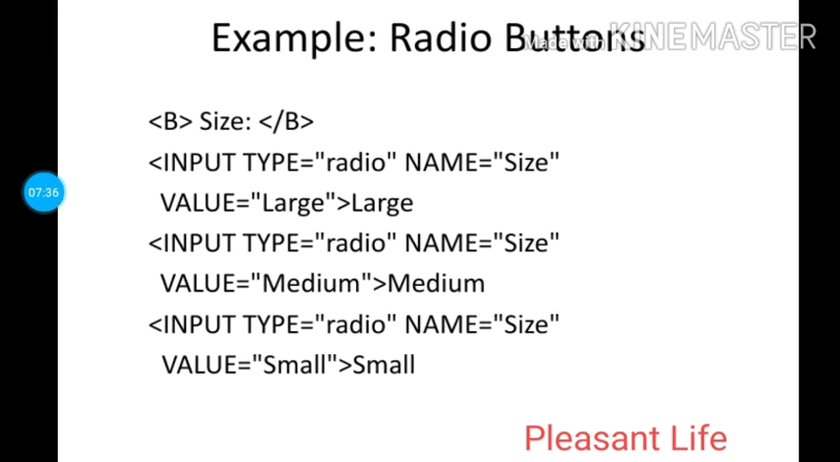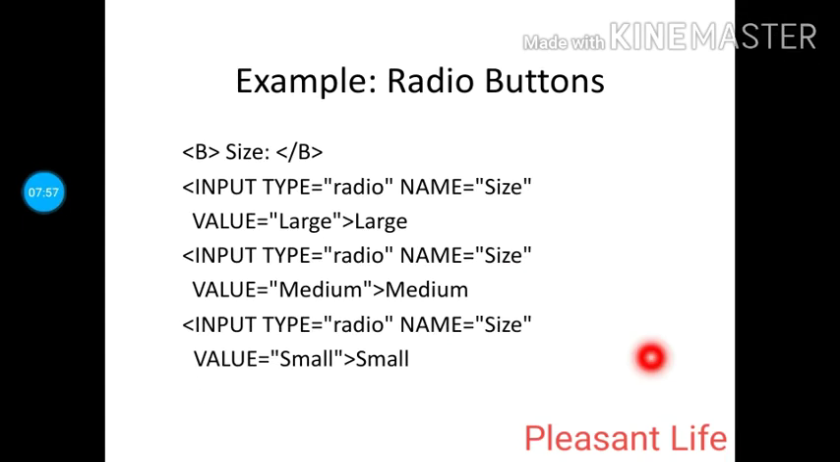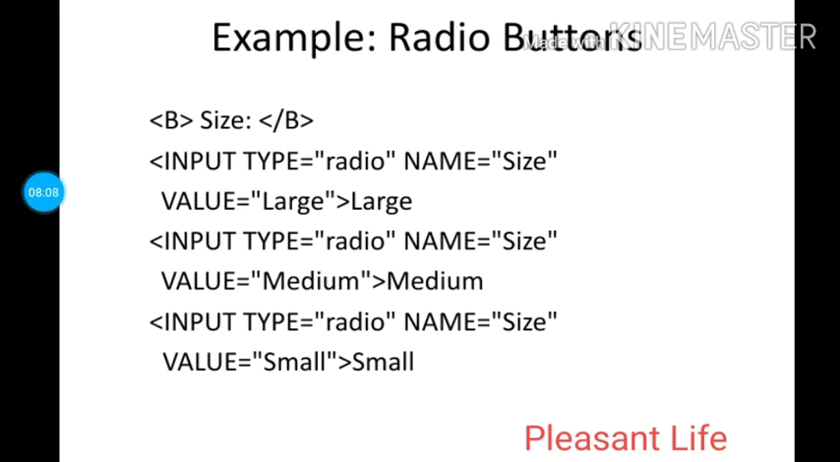Then an example of radio buttons. Size, input type radio, name is equal to size, then value is equal to large. This is label large, and the input type medium, and then input type small, radio buttons, name is equal to size, value is equal to small. So this script contains 3 radio buttons with values large, medium and small.